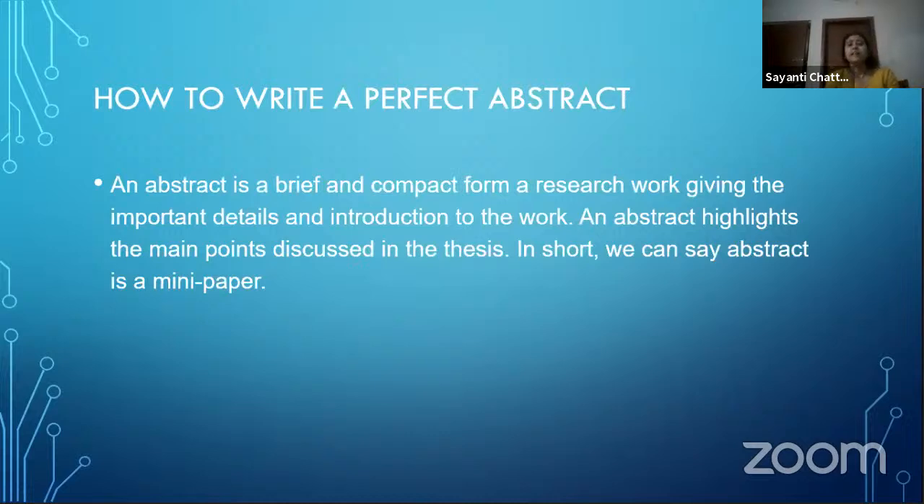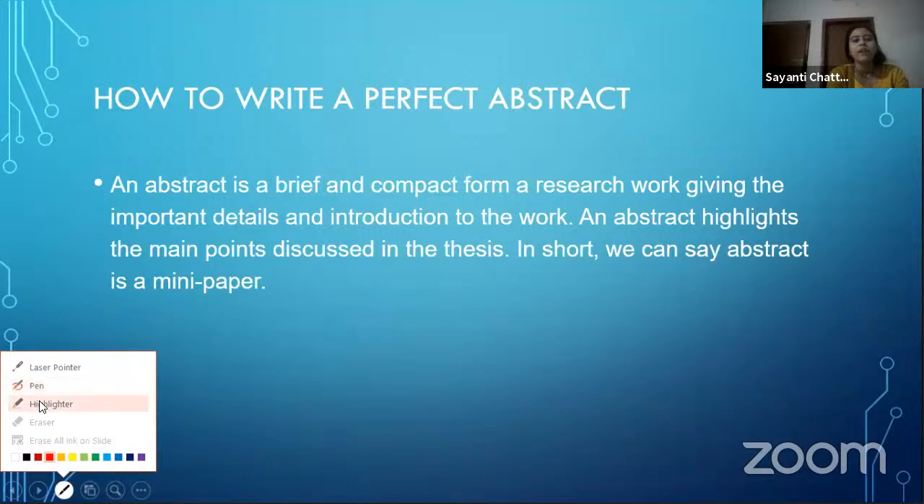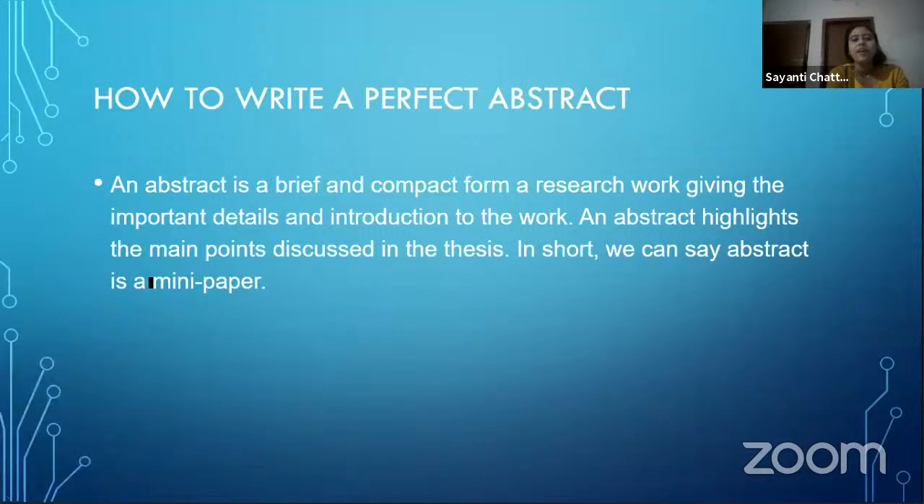Next thing is the abstract. What is an abstract? An abstract is a brief and compact form of the research. We can call it a mini paper. Why can we call it a mini paper? Whatever you are writing, everything should be present in a perfect abstract, but its length should not be more than 250 to 350 words, and it should not be more than one paragraph.